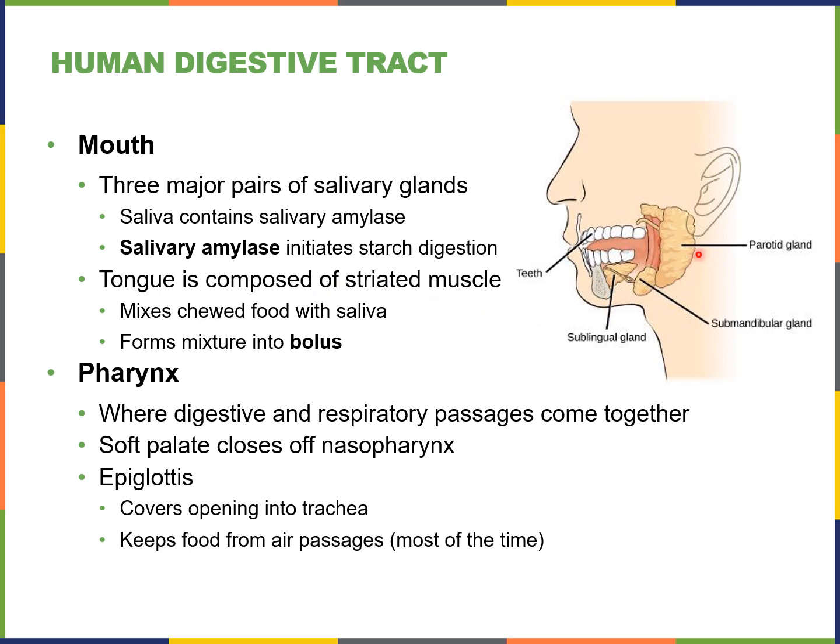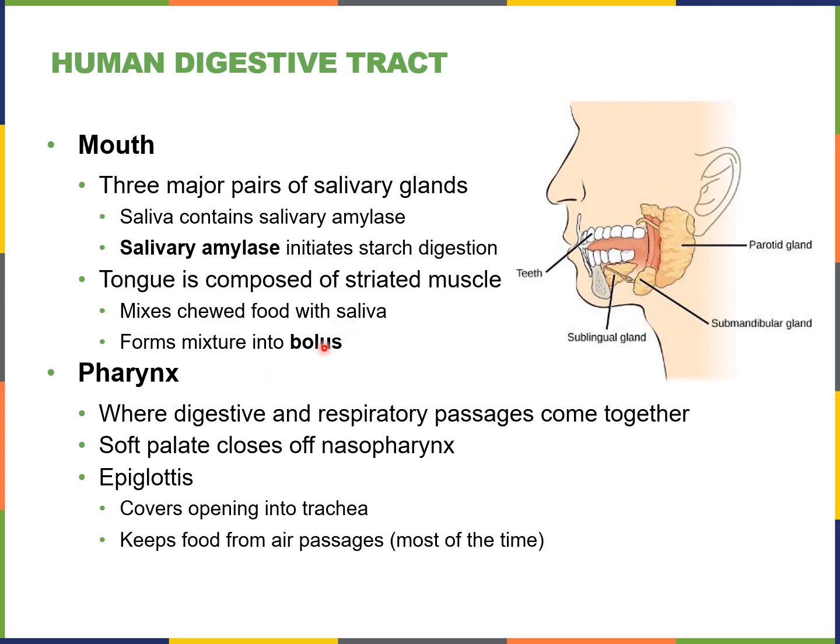And in that saliva, we have something called salivary amylase, and that's what initiates starch digestion. So these 3 glands here, those are all secreting enzymes that are used for chemical digestion of the food that is entering the mouth. And then the tongue here is basically helping mix that chewed food with the saliva to give it both a little bit of mechanical and chemical digestion. And then it's going to form that mixture of all the broken down food that you have in your mouth into a bolus.